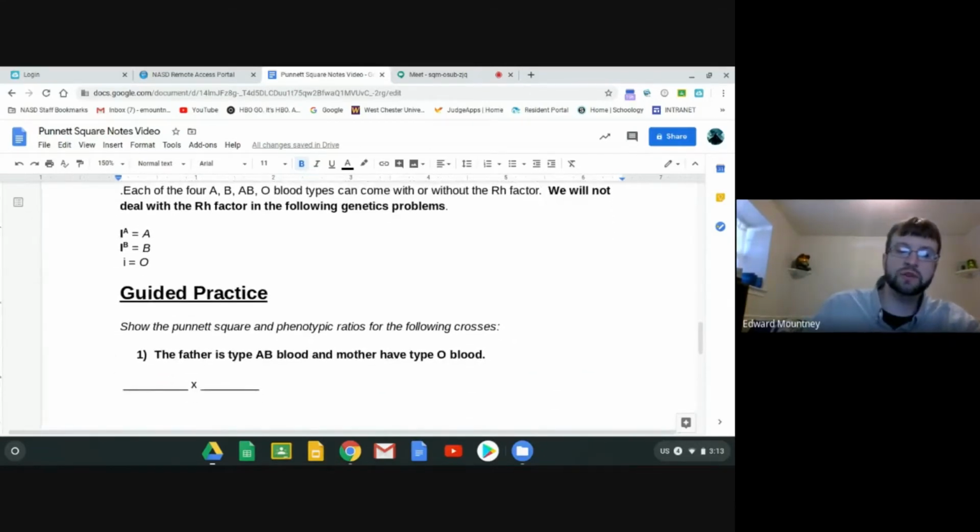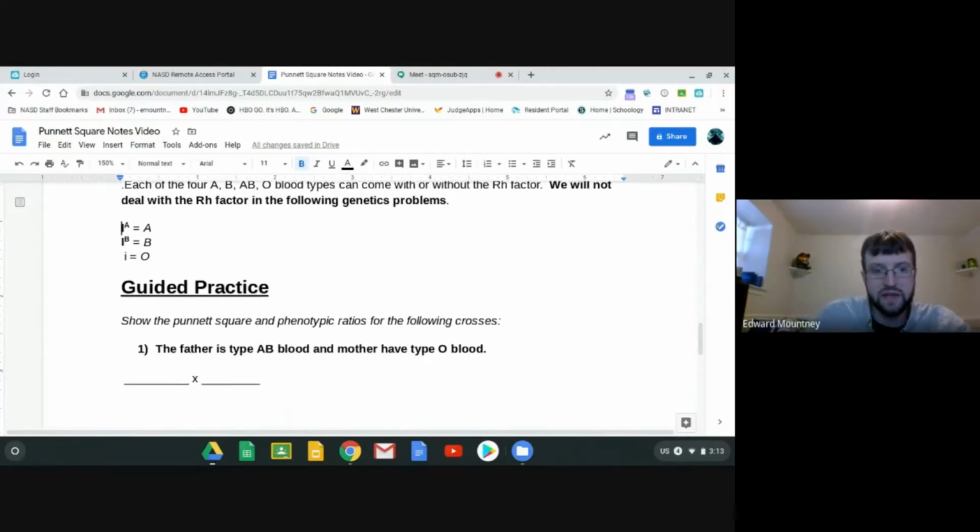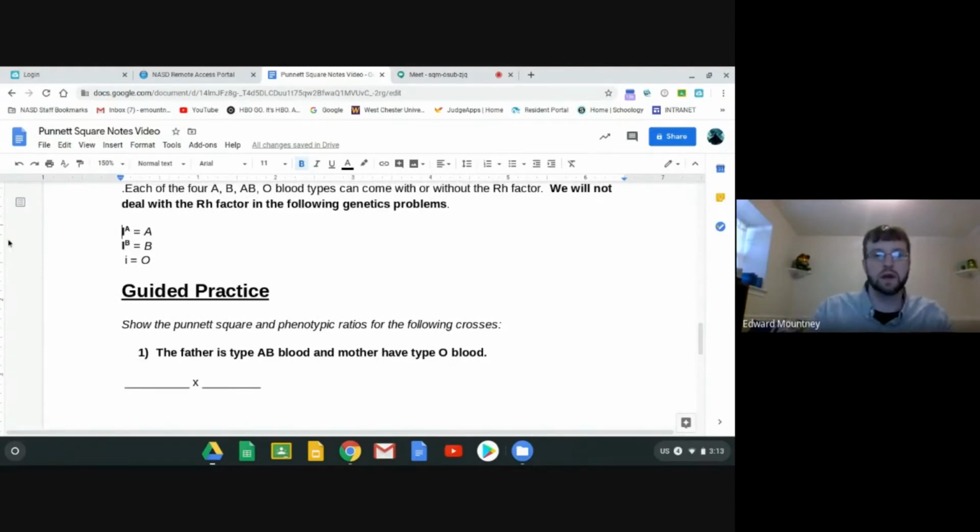Okay, so when we do our guided practice, instead of having to make these little subscripts, which gets a bit of a pain when we do this on a computer, we're going to abbreviate to make things easier. The IA allele, I'm just going to put A. The IB allele, I'm just going to put B. And the little i, I'm just going to have O. That makes things a little easier as we go through a Punnett square.